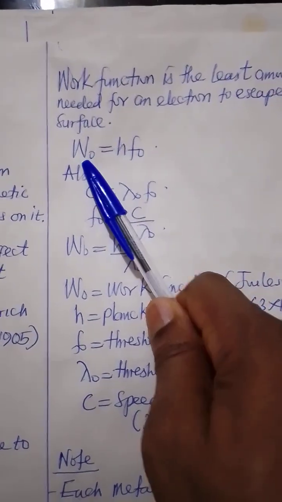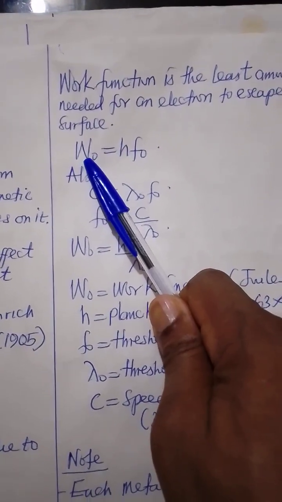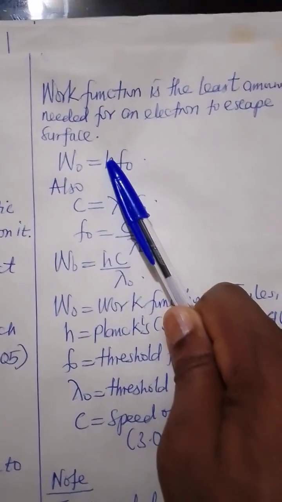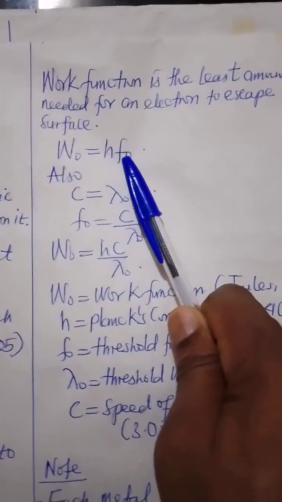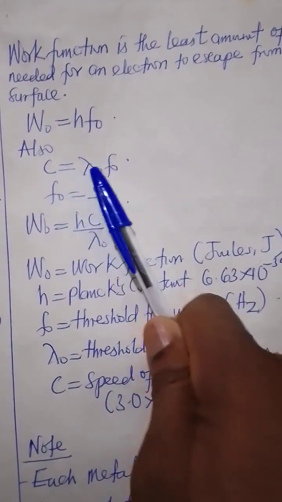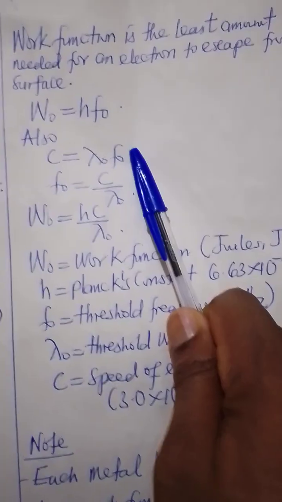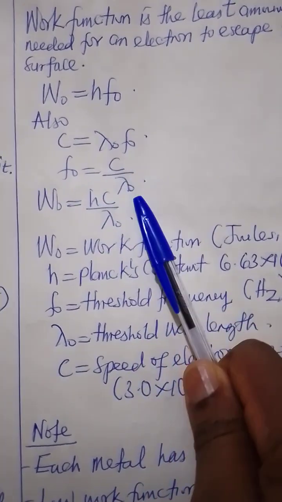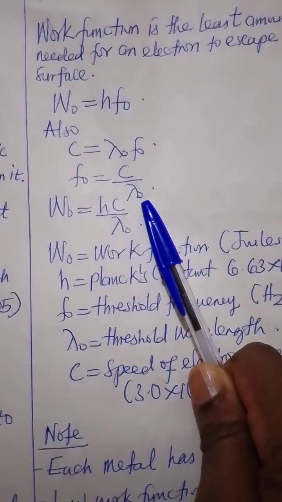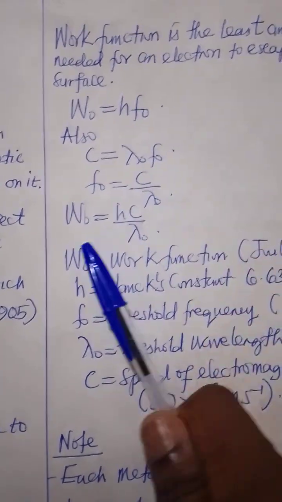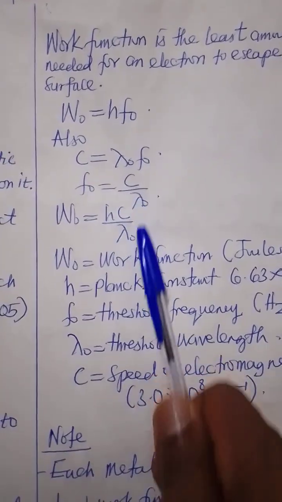Okay, so it is given by W naught, which is work function, equals Planck's constant h multiplied by the threshold frequency f naught. Also, c is lambda naught times f naught. So making f naught the subject of the formula, we have c over lambda naught. Lambda naught is the threshold wavelength. So we integrate this into the original formula, we have W naught = hc/λ naught.